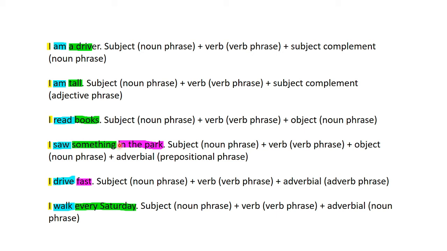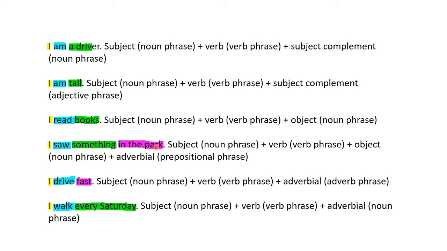I saw something in the park. I is the subject, saw is the verb, something is the object because this is the thing that has been seen on which the action saw has been performed. So this is the object. In the park, in is the preposition, in the park is a prepositional phrase.